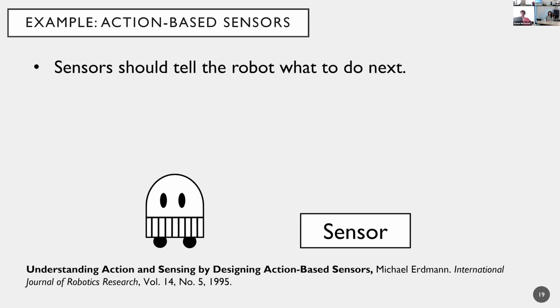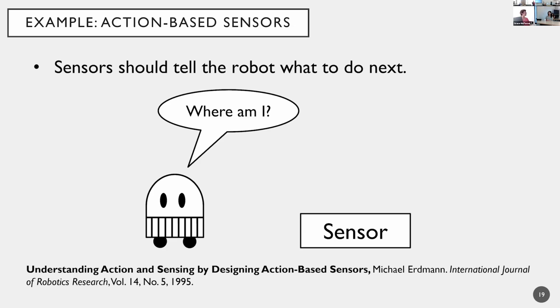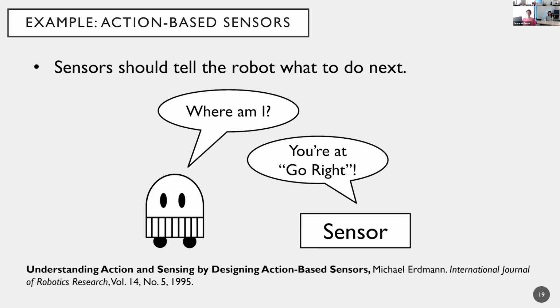For example, a robot might ask its sensor for a reading. Where am I? Reasonable enough. And the sensor tells you, oh, you're at go right. And this might sound quite strange for a sensor to give us actions as opposed to any information about the environment, but this framework can be a powerful tool for actually understanding what we need to learn about environments in order to guarantee task completion.